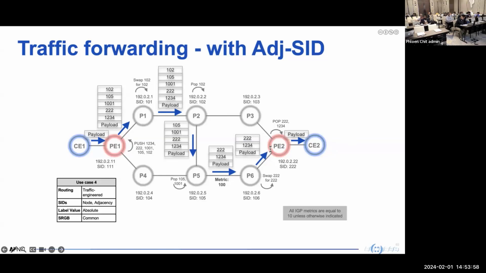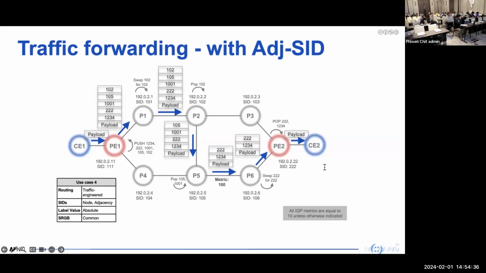So basically, when the packet arrives at P5, for this part it is the same, so I did not repeat. When it arrives at P5, P5 will first remove 105 because it is the destination for 105. It means that the segment of 105 completed its mission. But next, it will process the adjacency seed of 1001 here. Then it will find out that this 1001 is referring to this link. So P5 will forward the packet through the link to P6 regardless of IGP metric and shortest path.